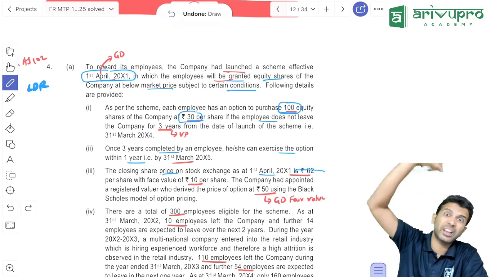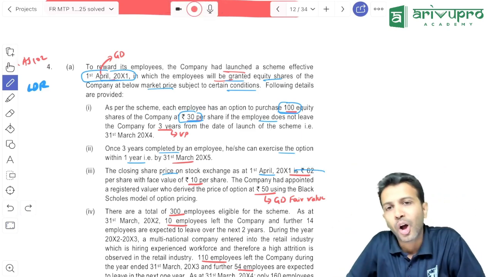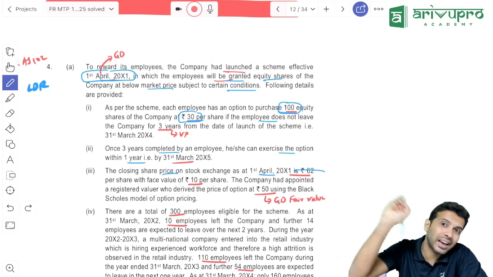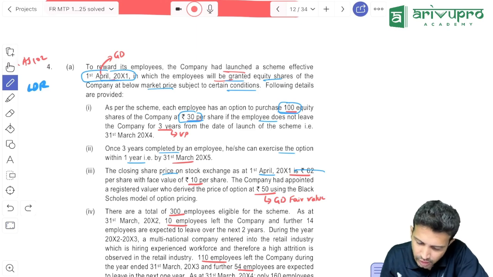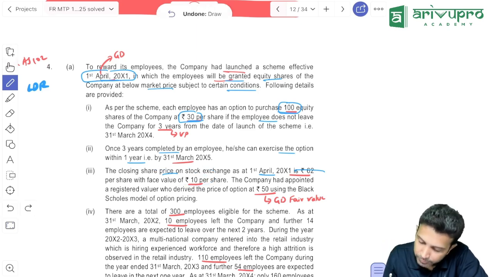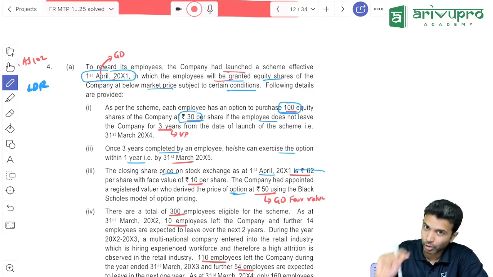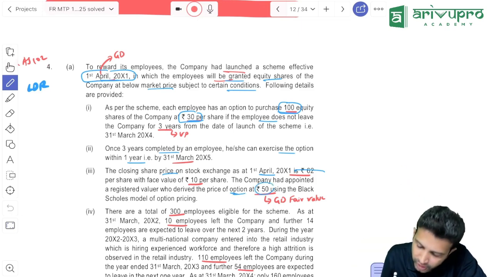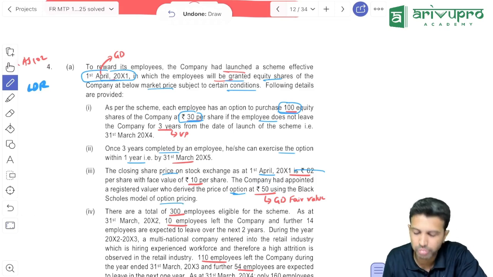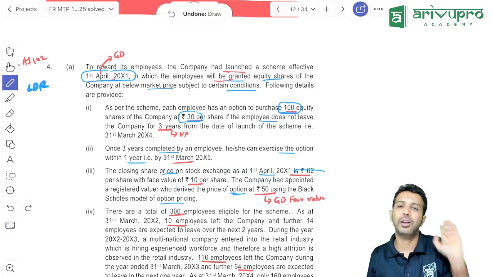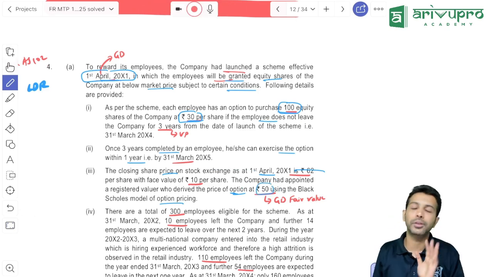That's what we used to do in our CA Inter days, if you remember. That is the intrinsic value method. But Ind AS 102 allows only the fair value method. So they will give you, check. Face value of each share is 10 rupees. The company had appointed a registered valuer who derived the price of the option. Now they've given the fair value of the option as 50 rupees using the Black-Scholes model of option pricing. So this is your fair value of the options, 50 on the grant date.